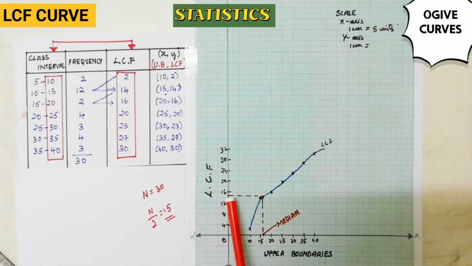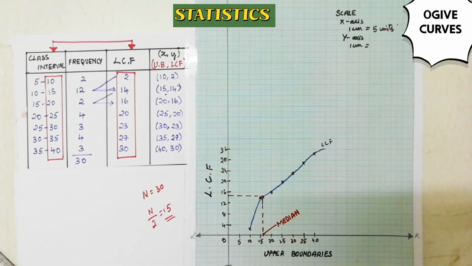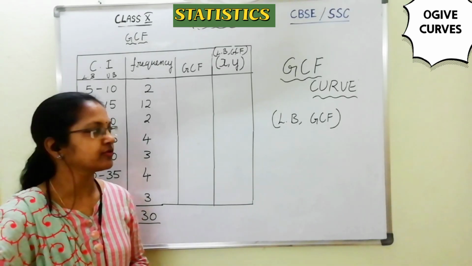N by 2 is 15. So select the value 15 on the y-axis. Draw a dotted line touching the graph. Drop it down. This becomes your median value. Hope it is easy. Moving on with the GCF curve.